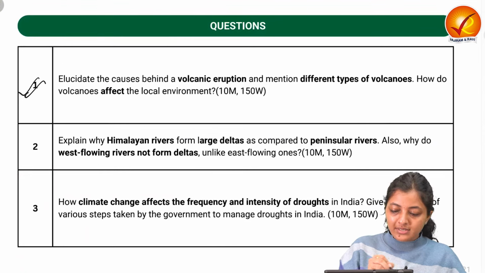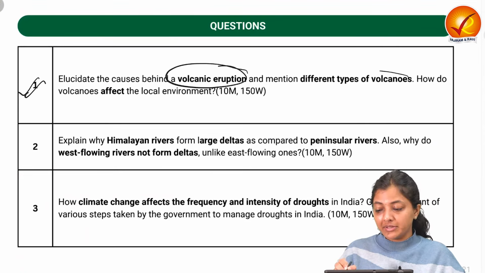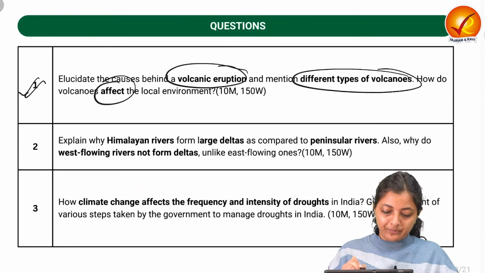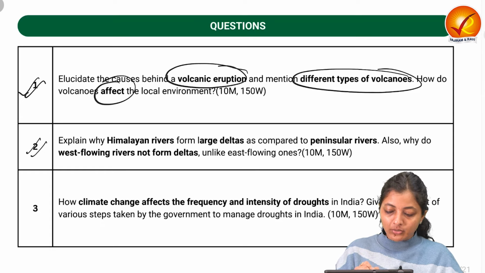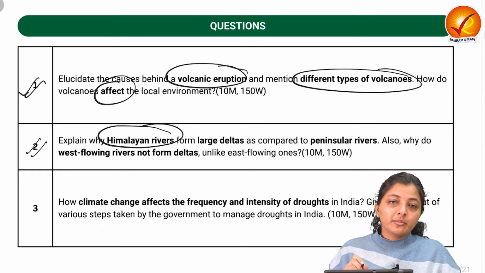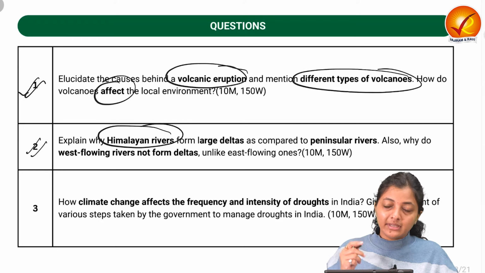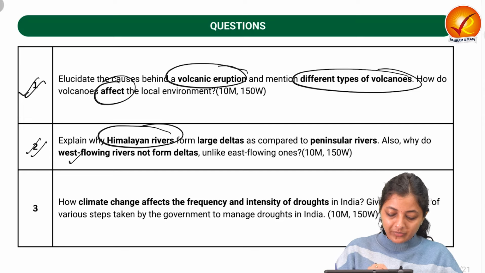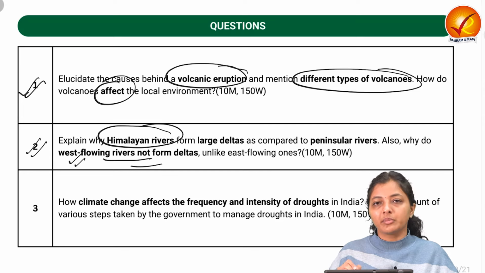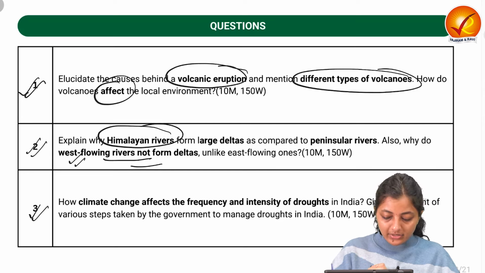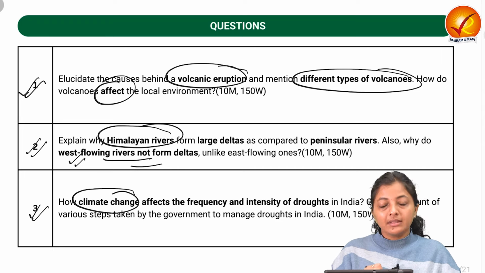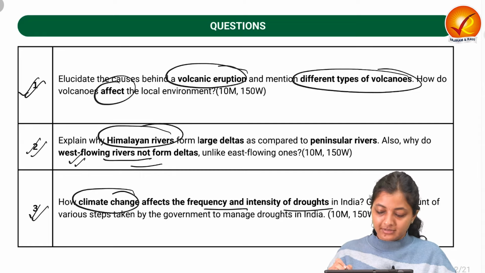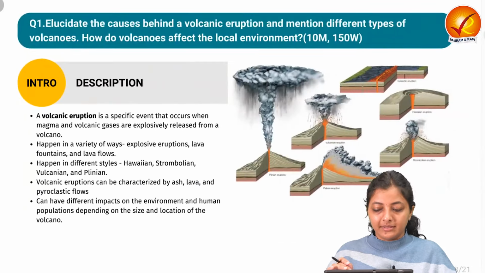The first question is about volcanic eruptions, different types of volcanoes and effects of volcanoes on the local environment. The second question is related to the delta formation and the difference between the deltas of Himalayan rivers and the peninsular river, and also why the west flowing rivers do not form delta. The third question is related to climate change, that how climate change affects the frequency and intensity of droughts. So let's start one by one.